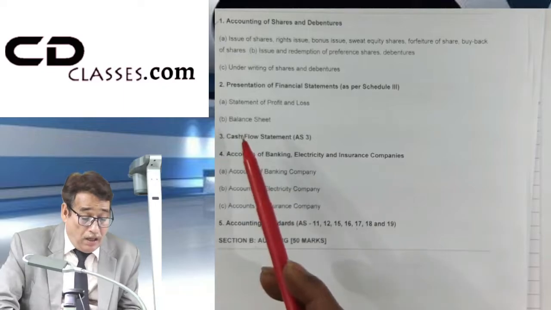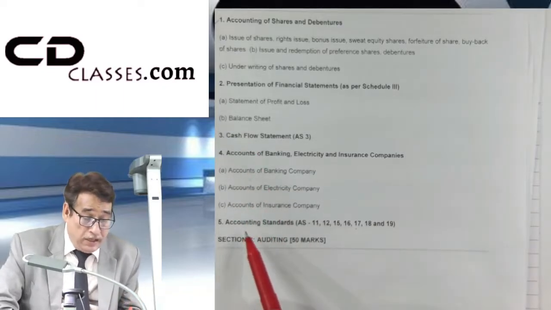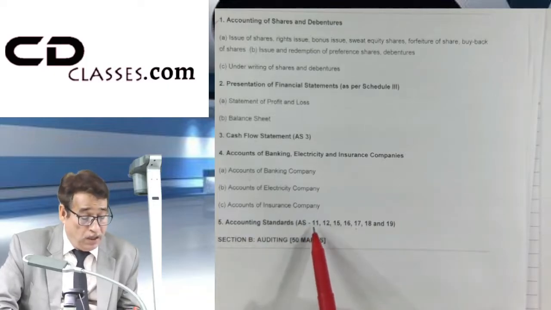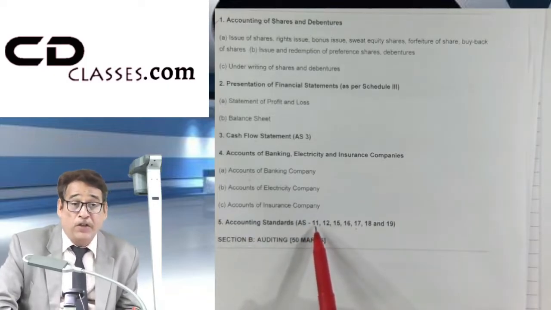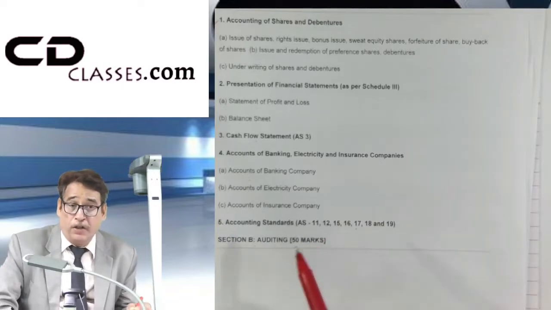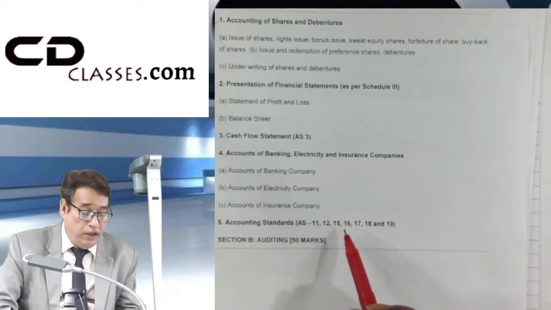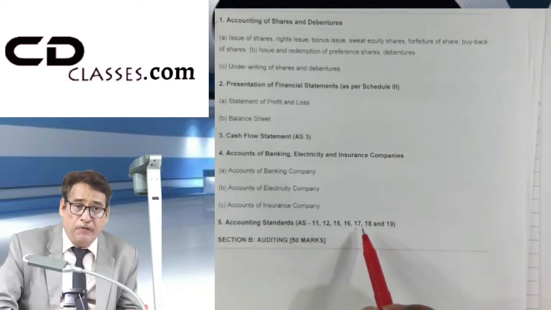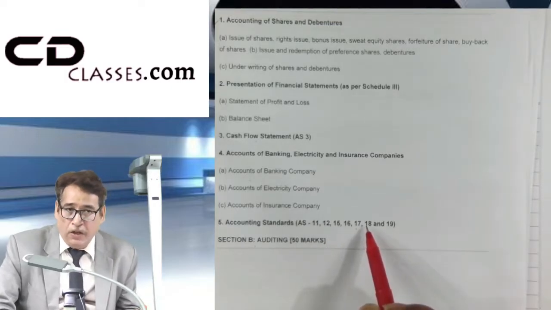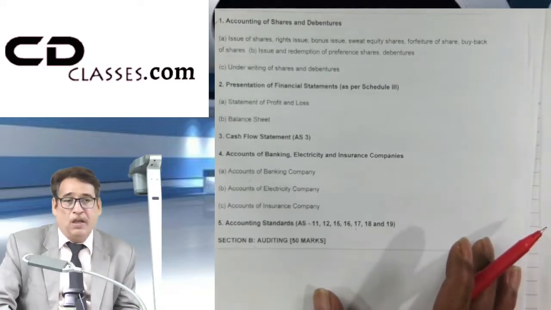So these are the chapters. You have already seen there are so many chapters. And besides that, you have to do accounting standard AS 11, which deals with changes in foreign exchange rates. Then accounting standard 12, which deals with what we call government grants. Then employee benefits, 15, 16, borrowing cost, 17, segment reporting, 18, related party, and 19, with respect to leases. So these are the topics.